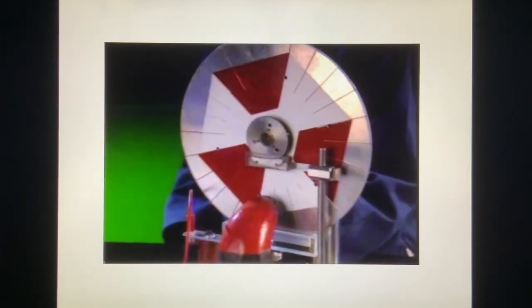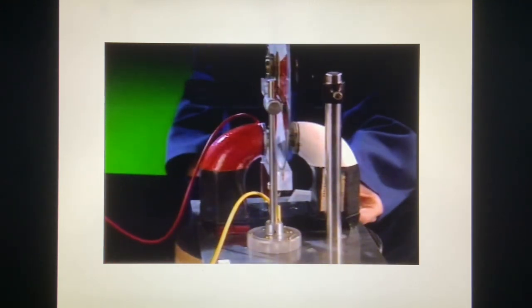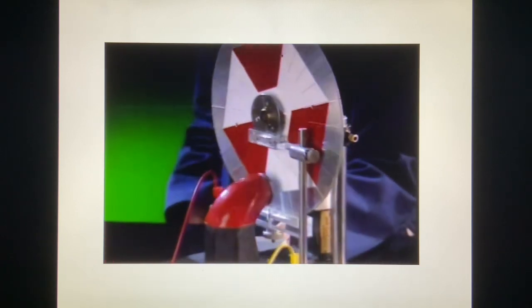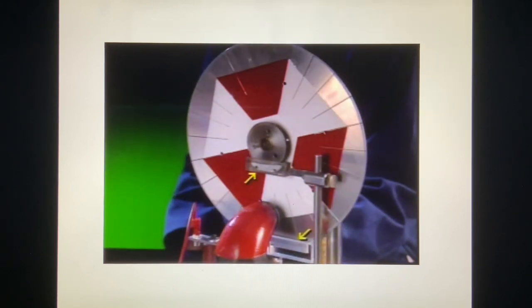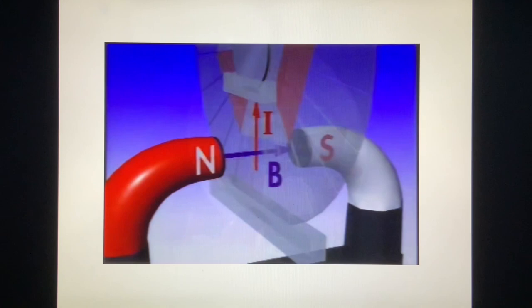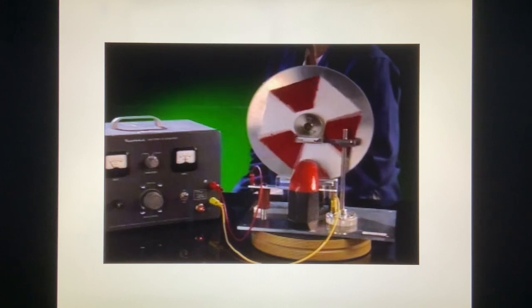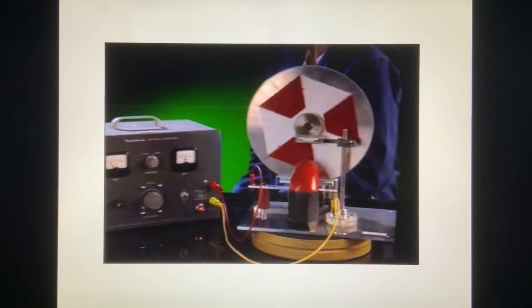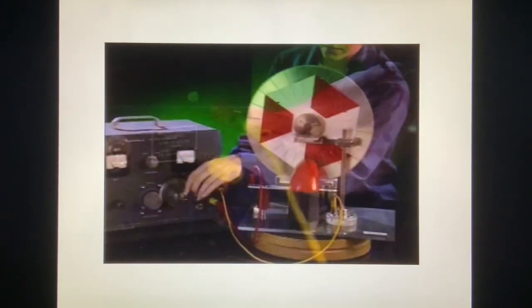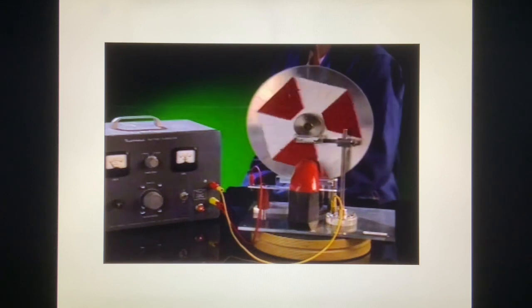We'll use this aluminum disc, which spins freely between the poles of a horseshoe magnet, to demonstrate the force that acts on a current flowing in a magnetic field. Two pools of mercury electrically contact the center and the bottom edge of the disc. When a large current flows between the center and the bottom of the disc, a magnetic force on the current pushes the wheel to one side and starts it spinning. Reversing the direction of the current reverses the direction of spin.